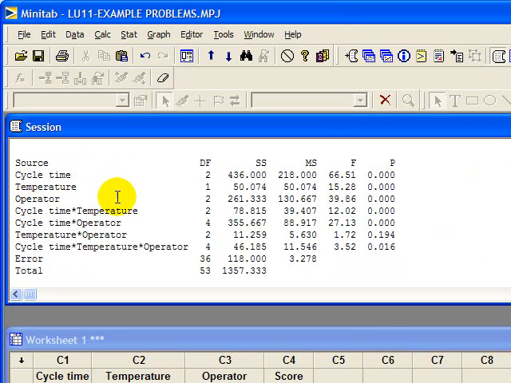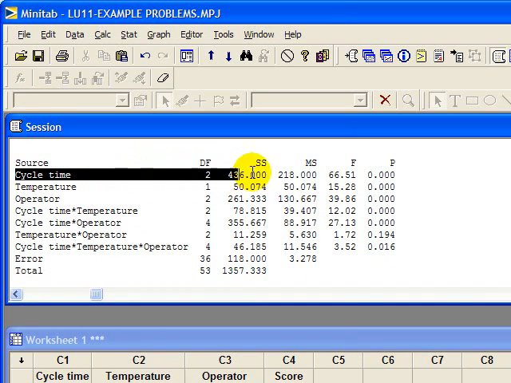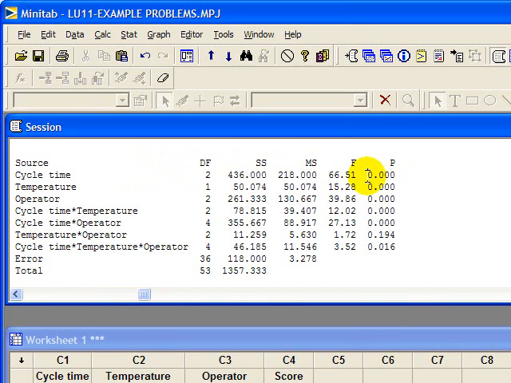So let's look at this table here. The first row shows the main effect of cycle time, right? And you can see the p-value which is less than our alpha value, right? So what we can say about this is the main effect of cycle time is significant, right? Cycle time has significant effect on the fabric. F value is also very high.